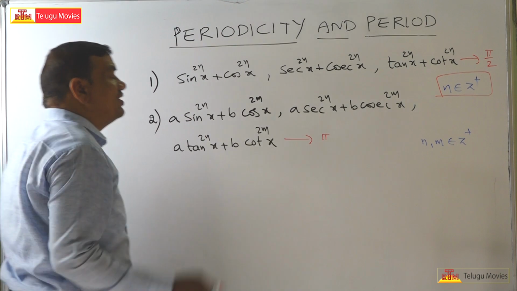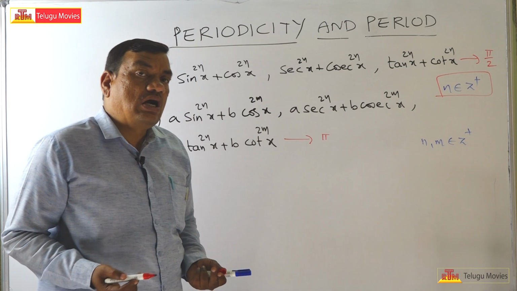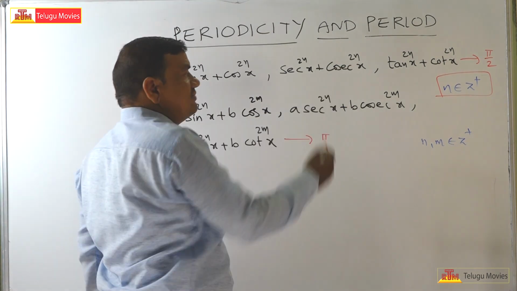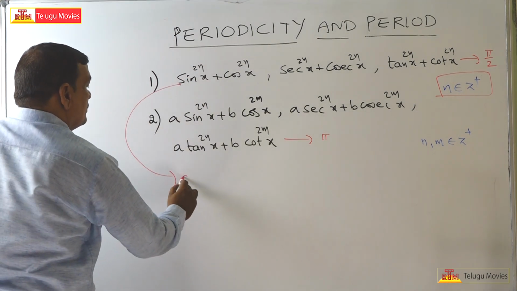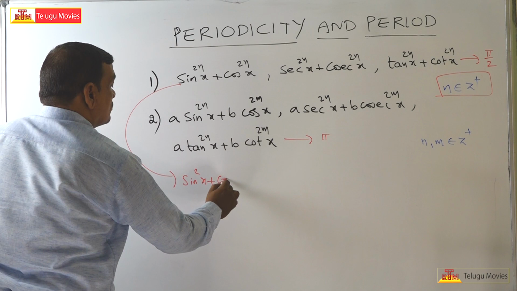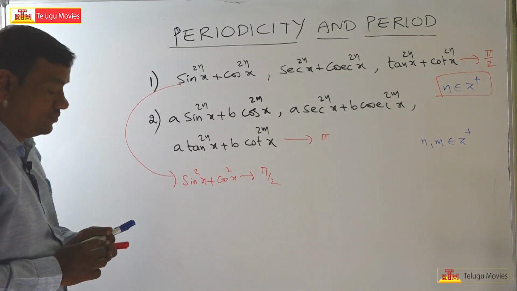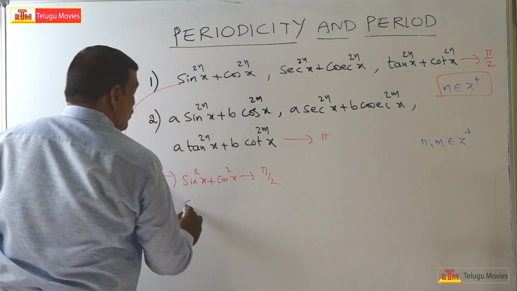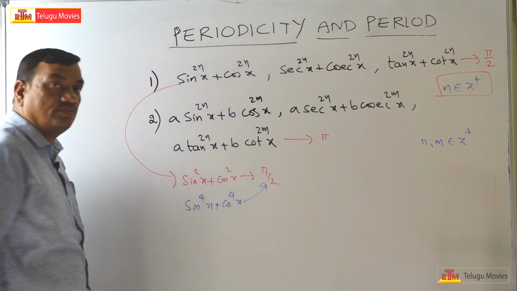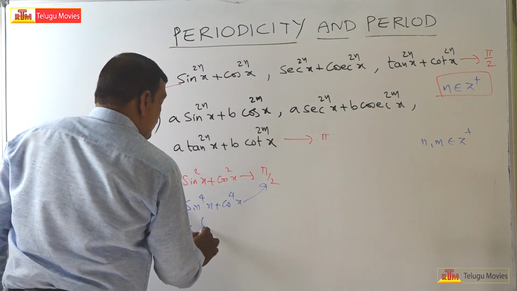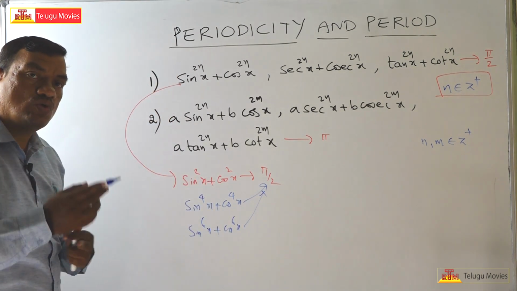How, sir? For example, take n as a positive integer. Positive integer means natural numbers. All natural numbers are called positive integers. You can put n in place of z plus. Here you can take n equal to 1. Then this will become sin square x plus cos square x. Its period is pi by 2. Not only that, sin to the power of 4x plus cos to the power of 4x, period is pi by 2. Not only that, sin power 6x plus cos power 6x, period is pi by 2. Right? It goes on and on.